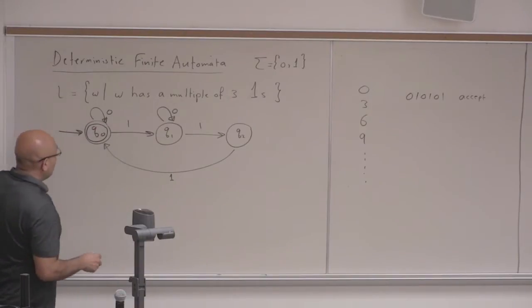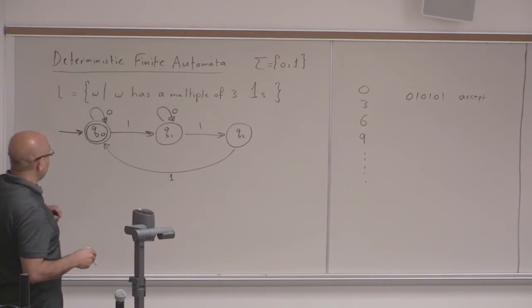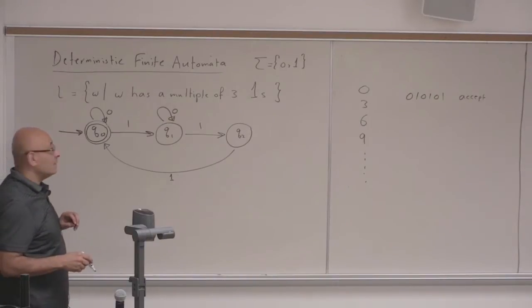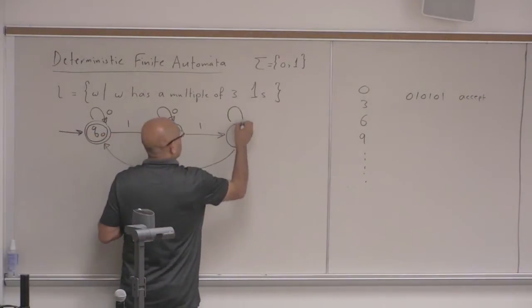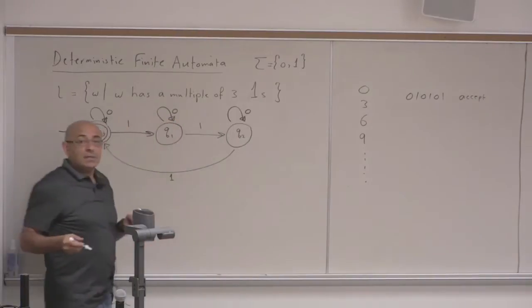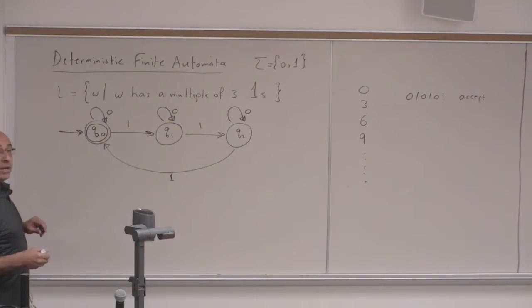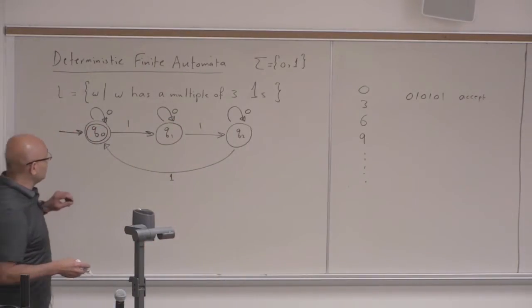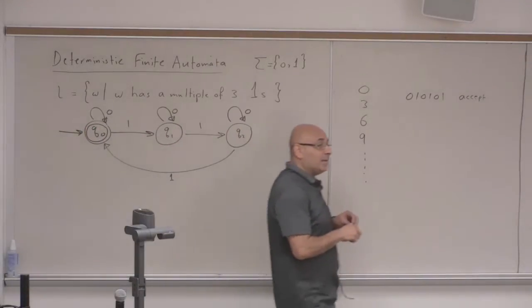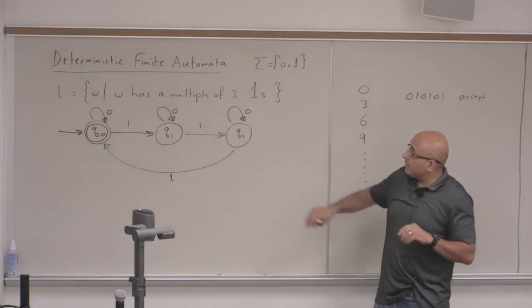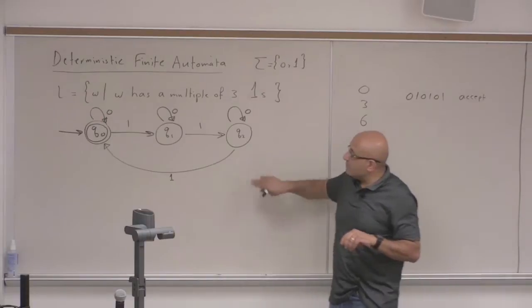Now what's missing to make it a DFA? Loop 0 at Q2? Yes, 0 on Q2. Okay, so now this is not a very complicated DFA, but this concept is important here.